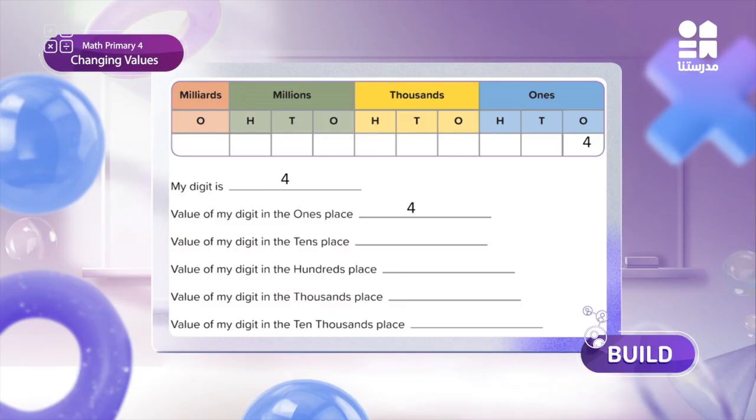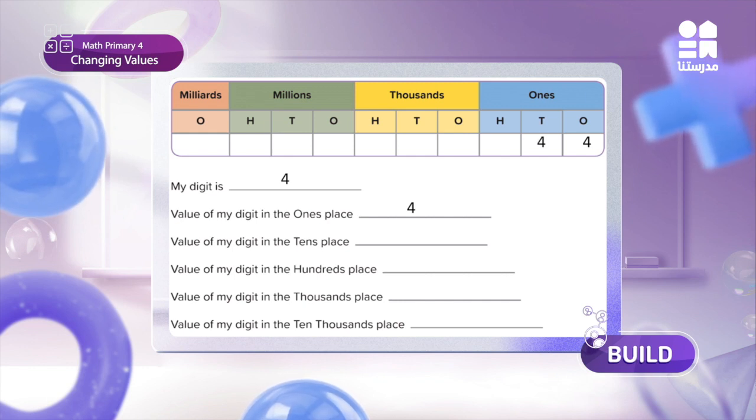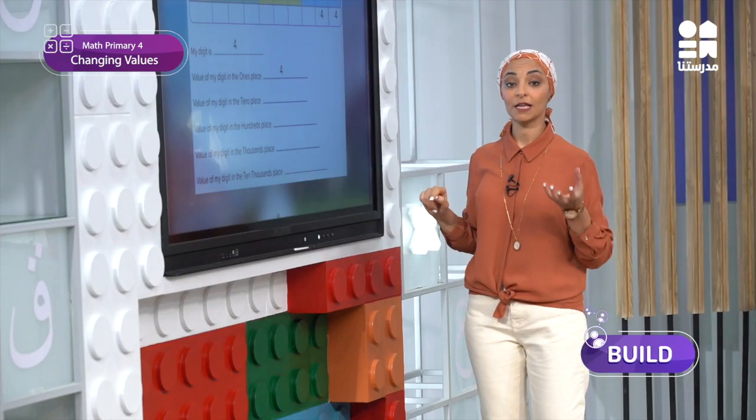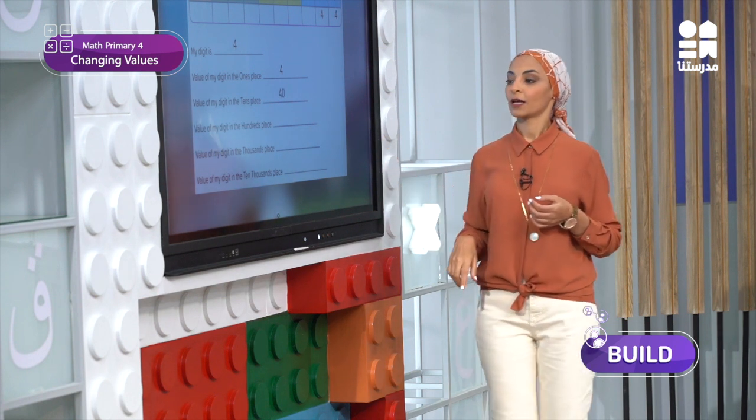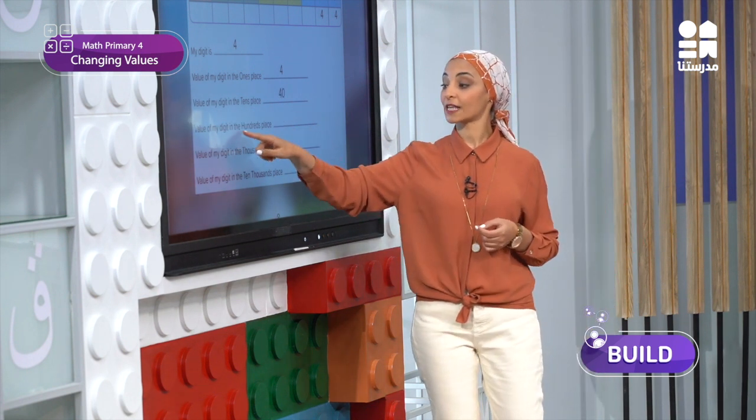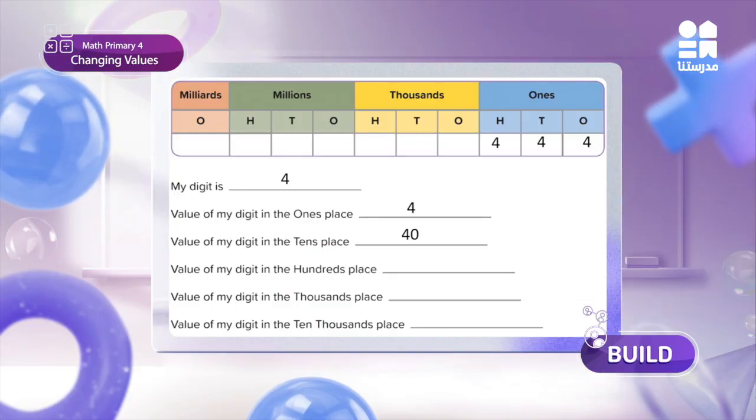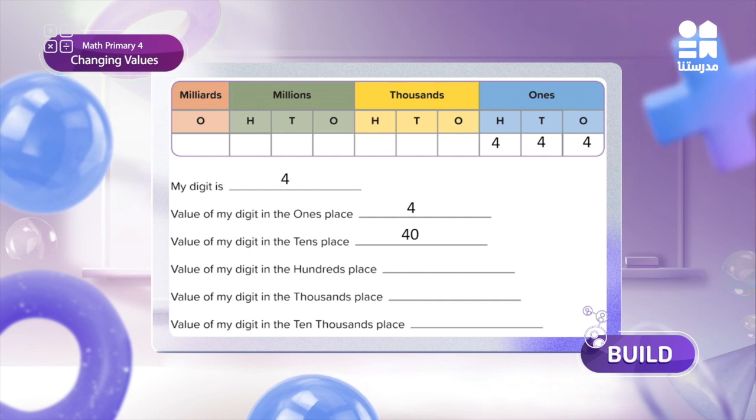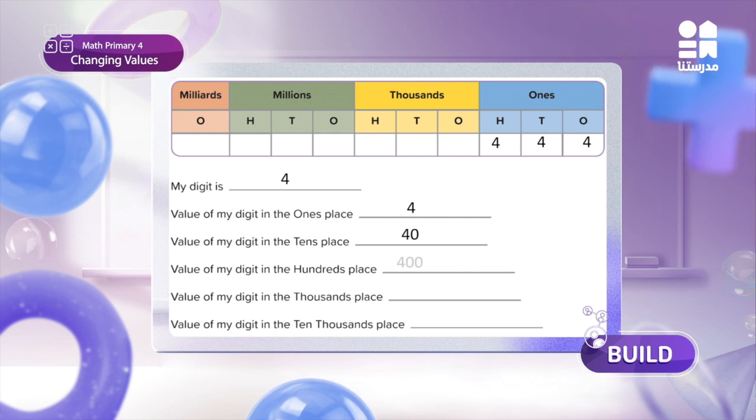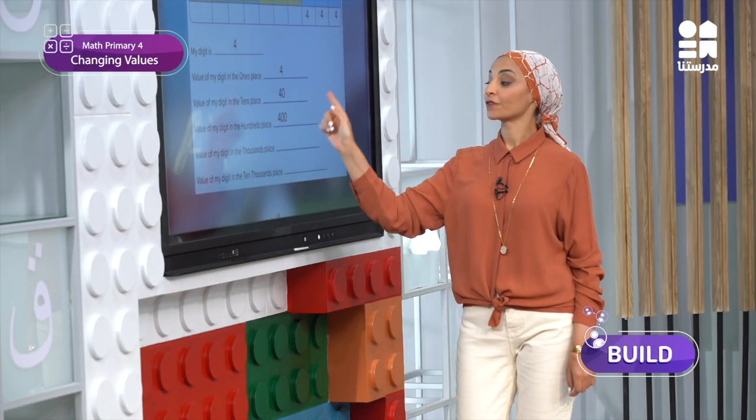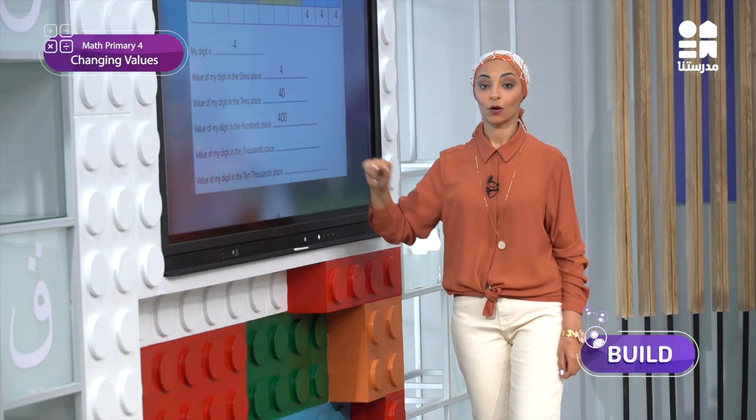Right. Now, what about if I put this 4 in the tens place? If I put the 4 in the tens place, then the value of it will be what? 4 tens means 40. Super. Now, what about the value of the same digit but in the hundreds place? Look, if I put the 4 in the hundred place, that is 400. So the value of 4 is 400, but I must write it in digits like this, 400. Okay? Now, what about the value of the same digit but in the thousands place?